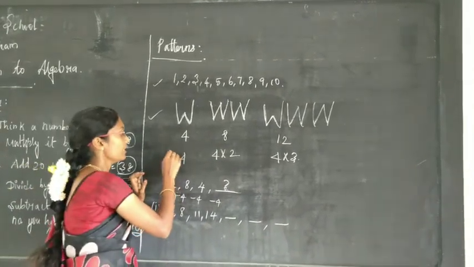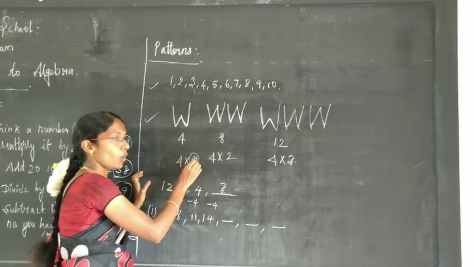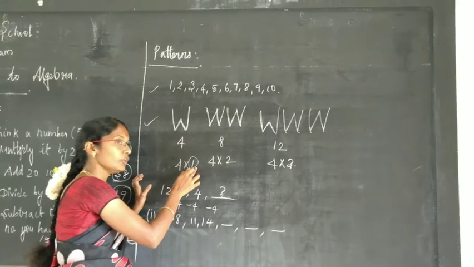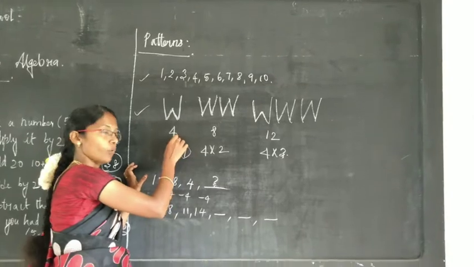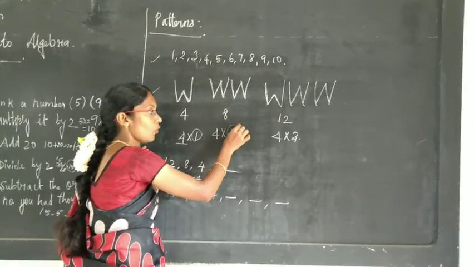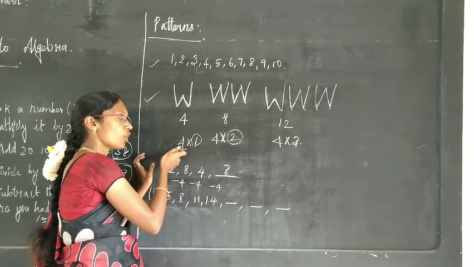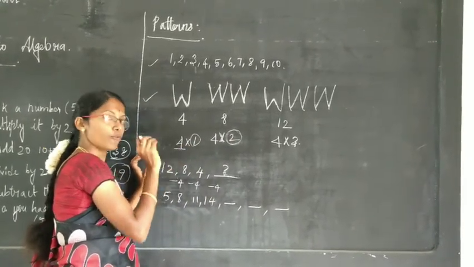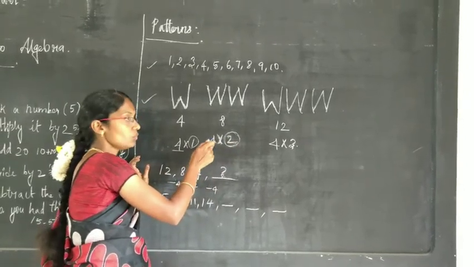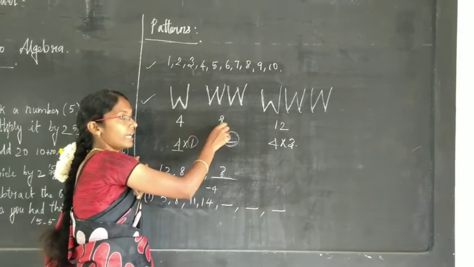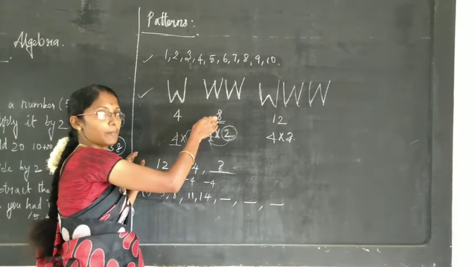So 1 into 4. How many W's do you need? 1 W. For making 1 W, how many sticks do you need? 4 sticks. So 4 into 1, 4. Next, 2 W. 1 W takes 4 ice cream sticks, so for 2 W, we take 2 into 4. So we need 8 ice cream sticks. By multiplying by 4, you get the number of sticks.